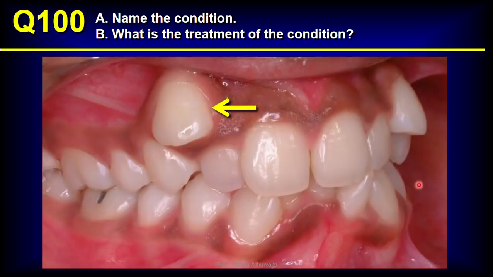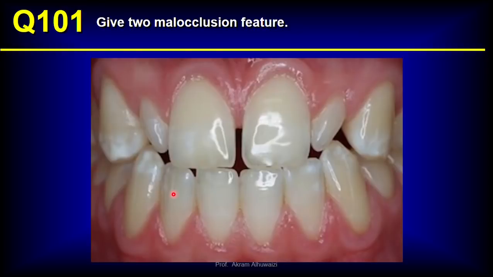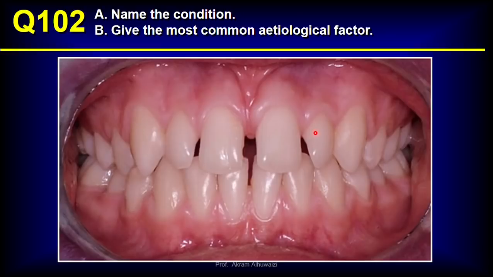Name the condition. It's buccally positioned canines with crowding. What's the treatment of the condition? It would be extraction of 4 units for the patient and using orthodontic appliances to correct the malocclusion. Give 2 malocclusion features. That would be a median diastema and peg-shaped lateral incisors.